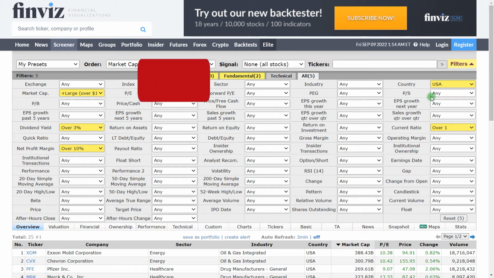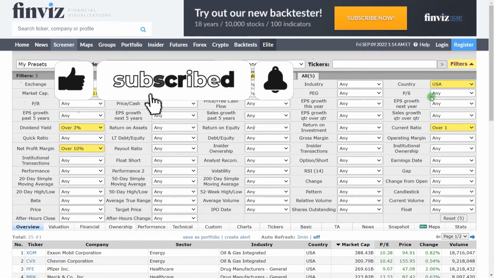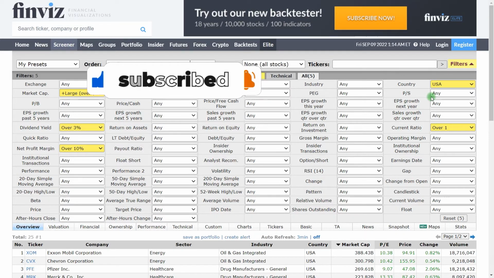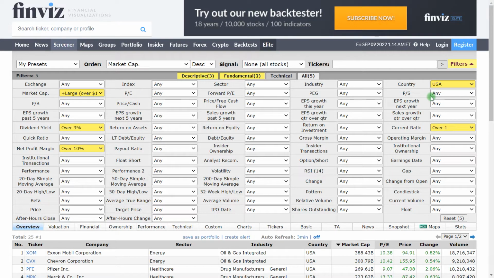Hello investors and traders. Today we will create a 10,000 bucks dividend portfolio. I will show you how I screen stocks, do technical analysis, and of course I will show you a model portfolio for dividend stocks. Let's start with the research, with the screener.